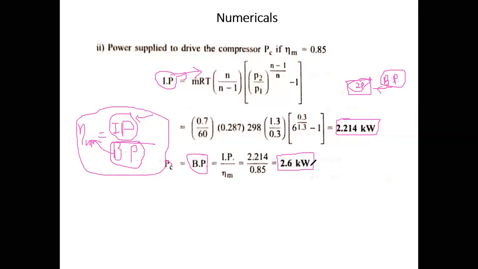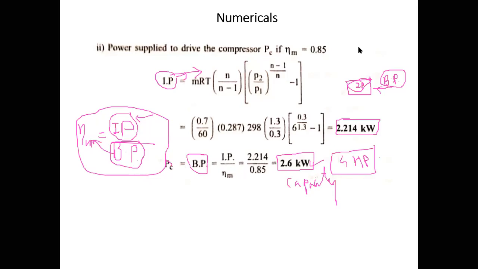This simply implies the capacity of the motor required in order to drive the reciprocating compressor. If it is 2.6 kilowatt, then approximately we need a 4 HP motor in order to drive the compressor. So this is all about the power required to drive the compressor if mechanical efficiency is given. This is a simple formula you can use.